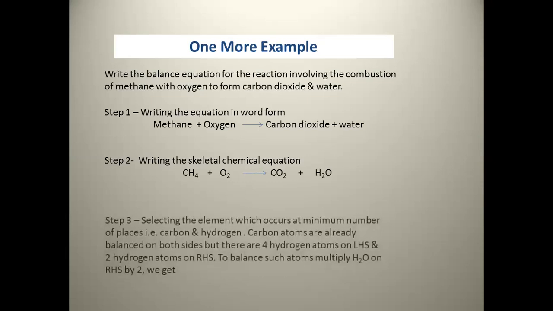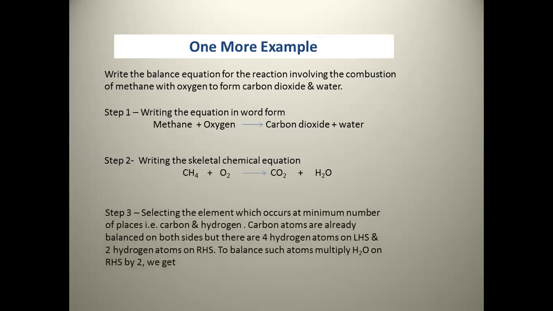Now, what is step 3? Understand carefully, select the elements which occur at the minimum number of places. Instead of boxes, we can do it directly. We just see the atoms on the left hand side as well as on the right hand side. We have to consider each and every element individually. For example, my first element is carbon and my second element is hydrogen. So first of all, I'll balance the carbon atom. But we can see that in our equation, the carbon atom is already balanced. It means we'll look into the hydrogen atom.